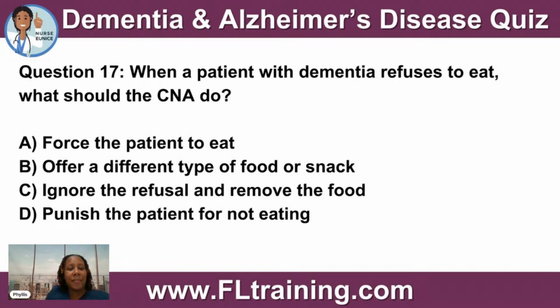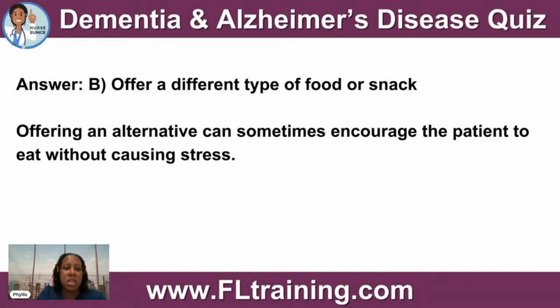All right, question 17. When a patient with dementia refuses to eat, what should the CNA do? A, force the patient to eat. B, offer a different type of food or snack. C, ignore the refusal and remove the food. D, punish the patient for not eating. What do we have? All right, I see some B's, D's. All right, B's. Okay. Keep them rolling in. One more second, I am going to reveal the answer. All right, and the answer is B.